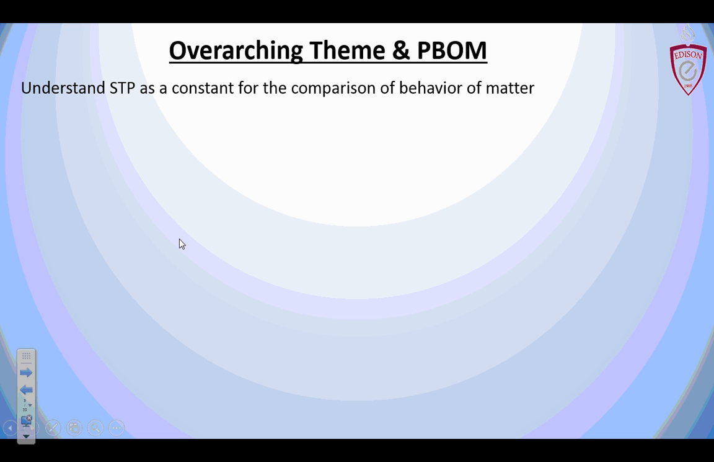First, you got to know about STP as a constant for the comparison of behavior of matter. You got to know that it's on reference table A. What it is: 0 degrees Celsius and 1 atmosphere. And if you don't remember those, memorize them. Go look it up on reference table A. I want to see a bullet underneath this in your packet. Bullet, boom. Go look at reference table A. And it should also say 0 degrees Celsius and 1 atmosphere.